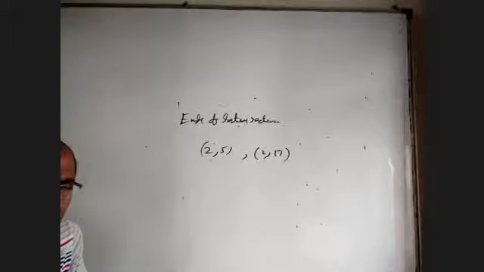Sir, y minus 6 whole square is equal to 12 into x minus 3. Sir, 12 into x minus 3. Okay. All right, I'll just check, 1 minute. Okay.